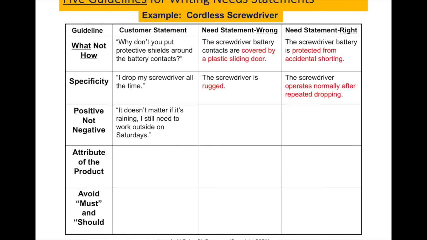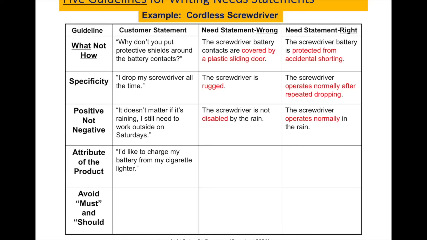If the customer says, it does not matter if it is raining, I still need to work outside on Saturdays, you could come up with something like: the screwdriver is not disabled by rain. So disabled is a negative statement. If you say the screwdriver operates normally in the rain, it is a much better need statement. And remember, when you work in a company, people are proud of their products and they don't want to have any of these negative comments.